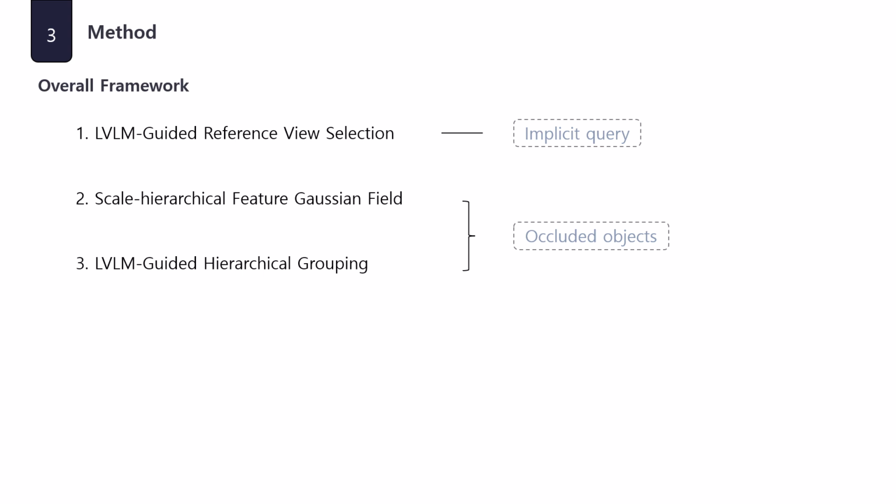And third, LVLM-guided hierarchical grouping. Building upon the results of the second step, this final stage performs a meaningful instance-level grouping of the Gaussians. The system then selects the most appropriate group of Gaussians corresponding to the given view and query. This allows for precise localization even when objects are occluded or described ambiguously.